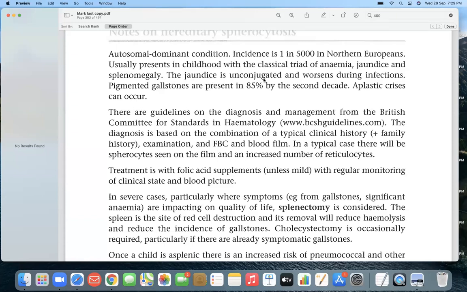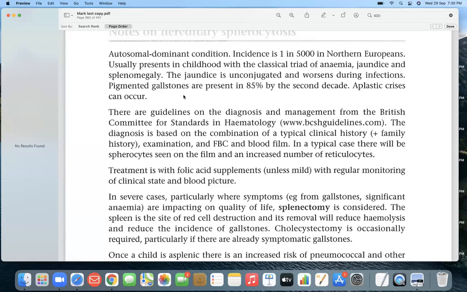The jaundice is unconjugated and worsens during infections. So what happened here? When he presented with an upper respiratory infection, it increased and it became obvious. Okay, so the jaundice is unconjugated and worsens during infections. Pigmented gallstones are present in 85% by the second decade. Okay, so usually they may have gallstones. And by 20 years of life, 85% will have pigmented gallstones.